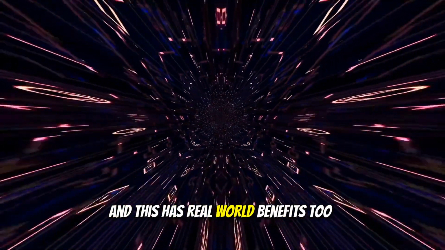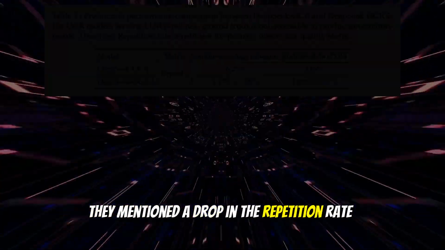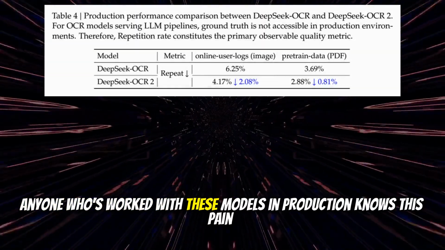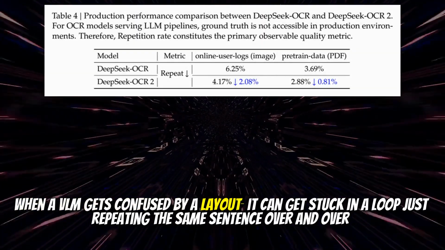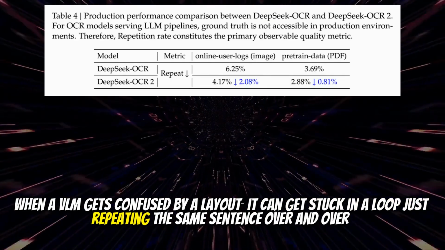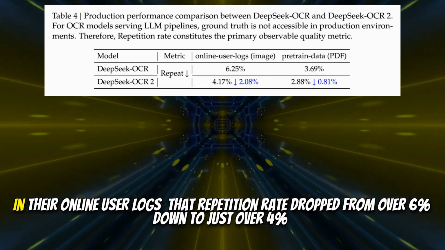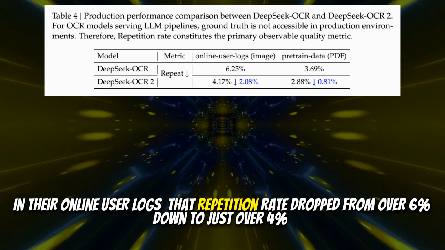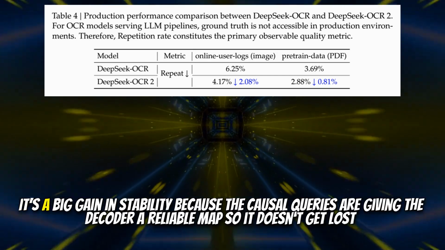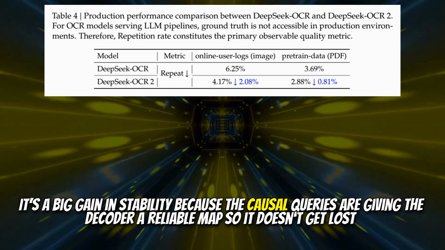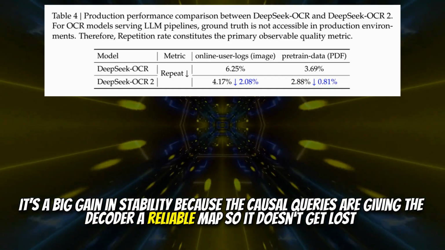And this has real-world benefits, too. They mentioned a drop in the repetition rate. Right. Anyone who's worked with these models in production knows this pain. When a VLM gets confused by a layout, it can get stuck in a loop, just repeating the same sentence over and over. In their online user logs, that repetition rate dropped from over 6% down to just over 4%. It's a big gain in stability because the causal queries are giving the decoder a reliable map so it doesn't get lost.